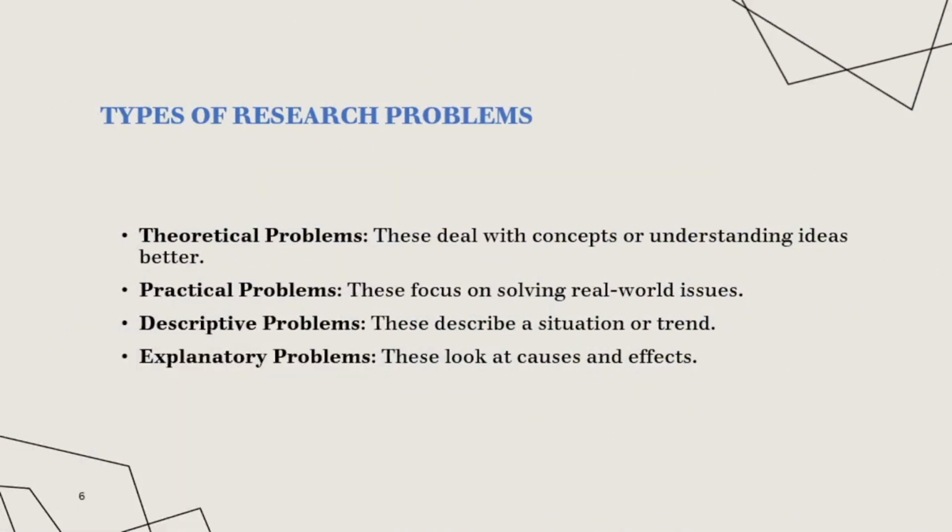So next, types of research problem. Now that we know what a research problem is, let's dive into the different types of research problems you might encounter. These can vary depending on the nature of the issue you are exploring. Generally, there are four main types. First one is theoretical problems. Theoretical problems deal with concepts or understanding ideas better.